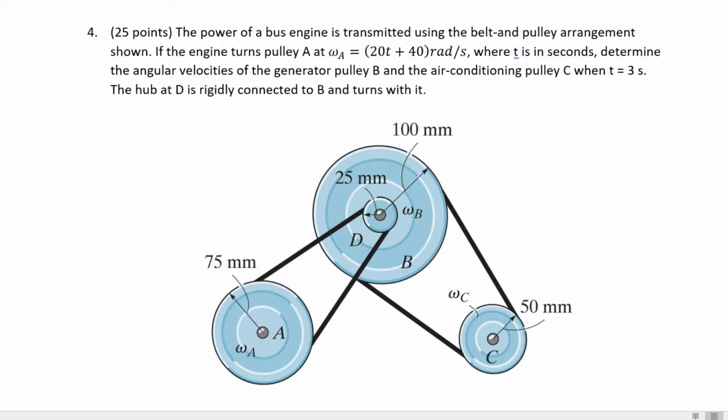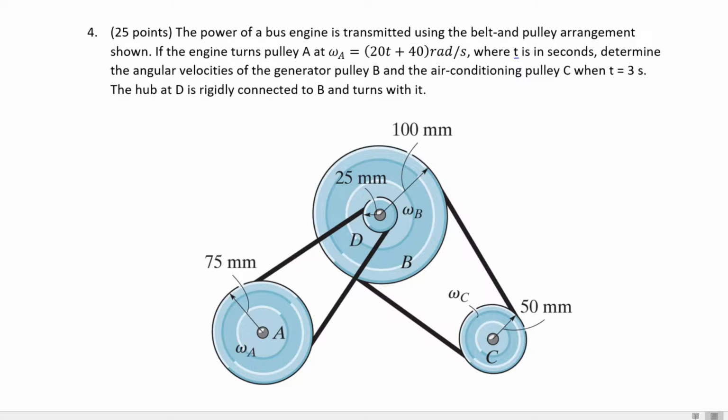Okay, this is problem number 4 on exam number 1, and what we have here is the power of a bus engine is transmitted using belts and pulleys with the arrangement shown here. And so we see that the engine is turning at pulley A, and we have this relationship for omega A, which is 20t plus 40 radians per second, where t is in seconds. And what we're asked to do is to determine the angular velocities of the pulleys B and C when t is equal to 6 seconds.